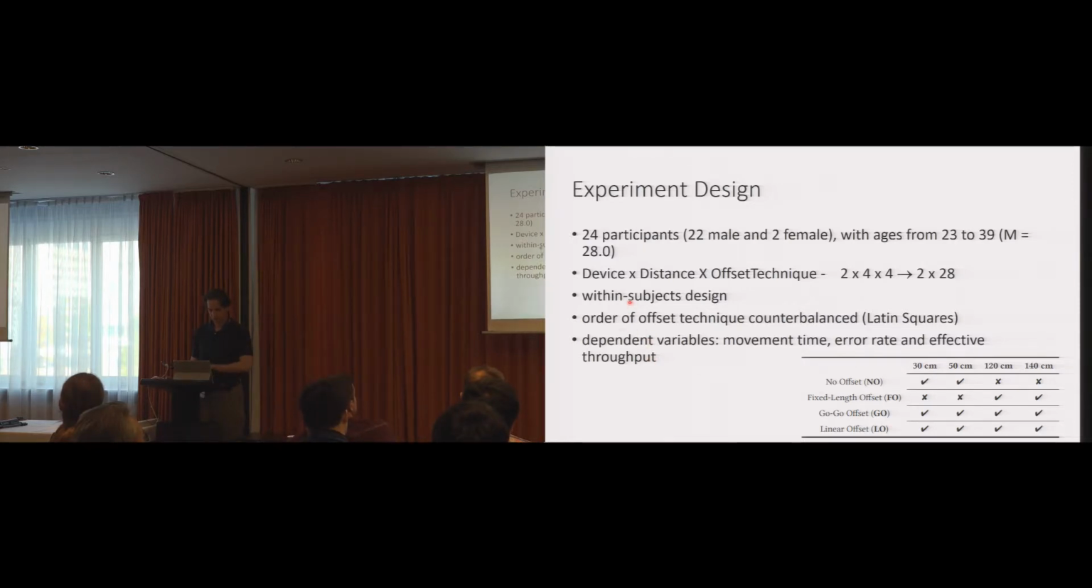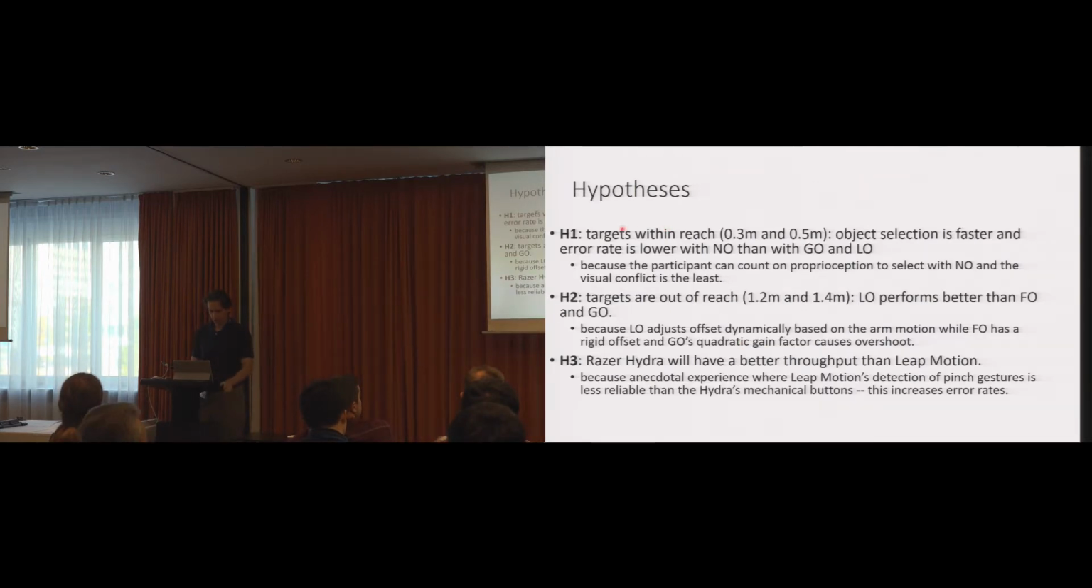It was a within-subjects design, the order of the offset techniques was counterbalanced with Latin squares, and again we're measuring movement time, error rate, and effective throughput. So we had 3 hypotheses. One was that in the within reach conditions, so those first 2 distances, object selection would be faster and the error rate would be lower with the no offset condition than the other 2, and that's based on prior work.